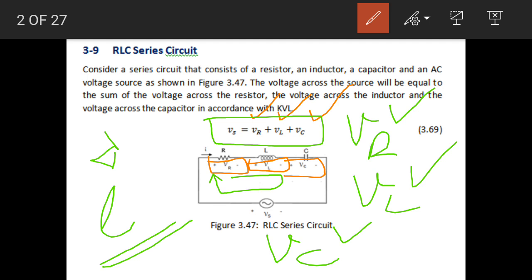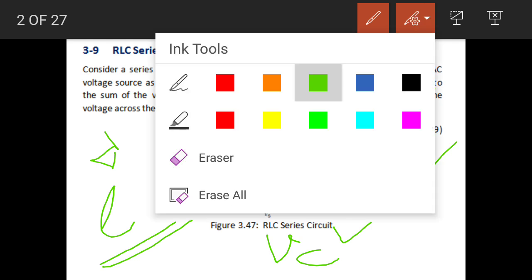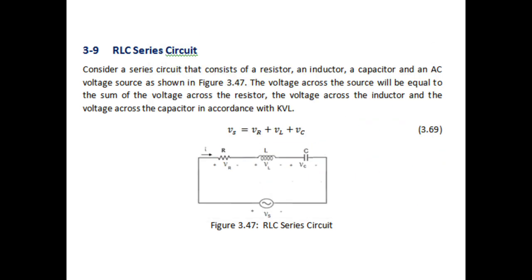So it will be very easy for us in this particular class to discuss the AC voltage across the resistor, AC voltage across the inductor, AC voltage across the capacitor, and AC voltage across the source. So we consider the equation for the AC current.